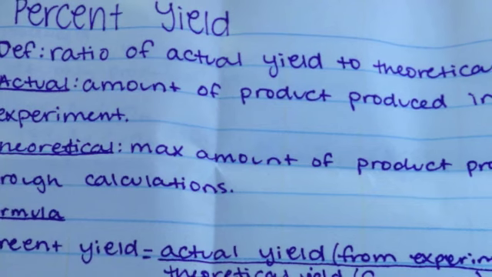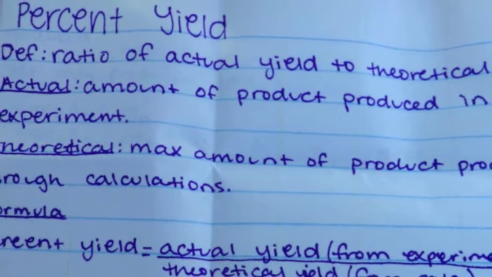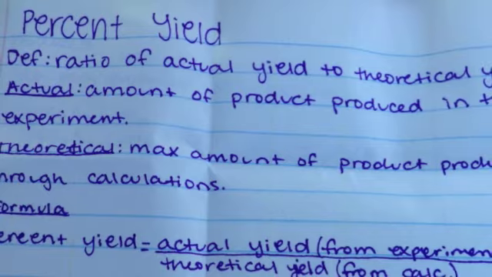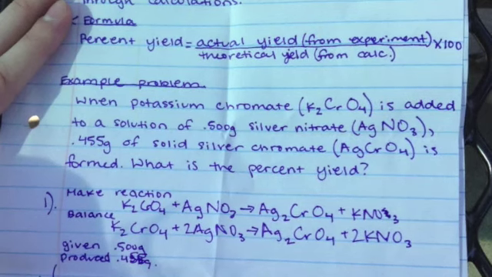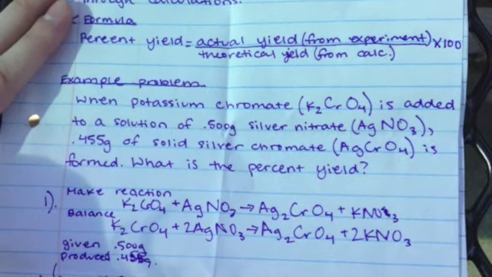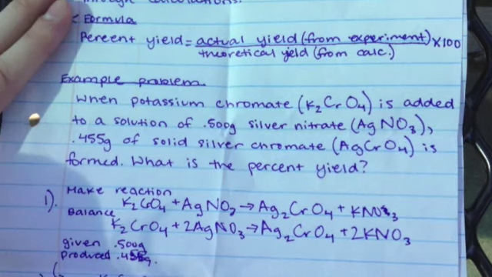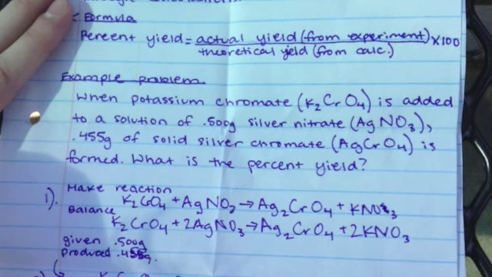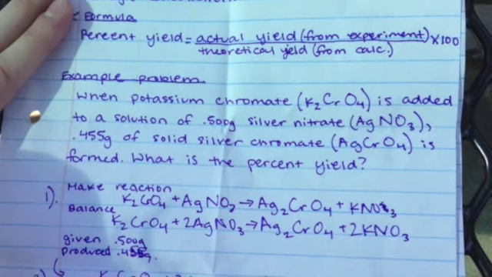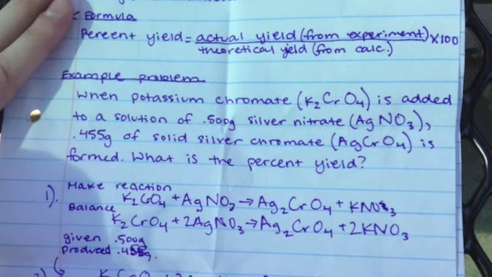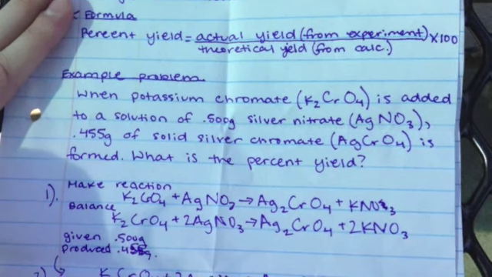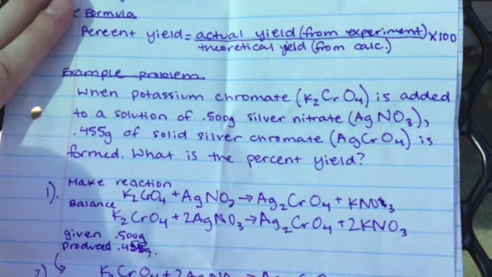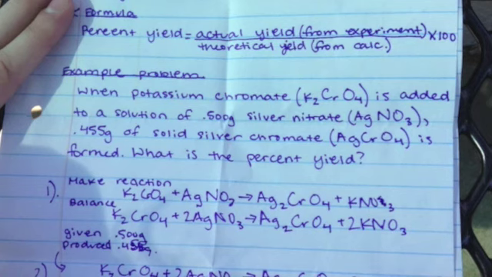The definition of percent yield is the ratio of actual yield to theoretical yield. The formula is percent yield equals actual yield from experiment over theoretical yield from calculations times 100. The first thing we do is we write out the reaction, and then you balance it. You have 0.5 multiplied by the amount given, and then you have 0.455 grams, which is the amount produced.